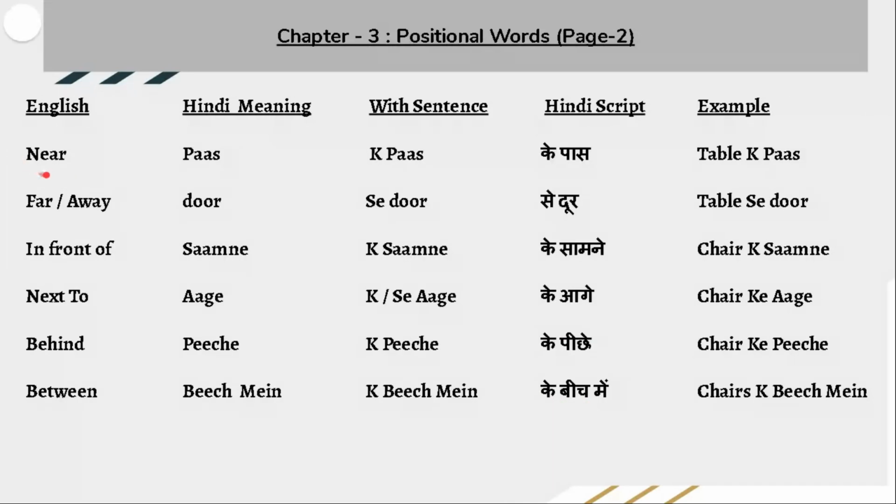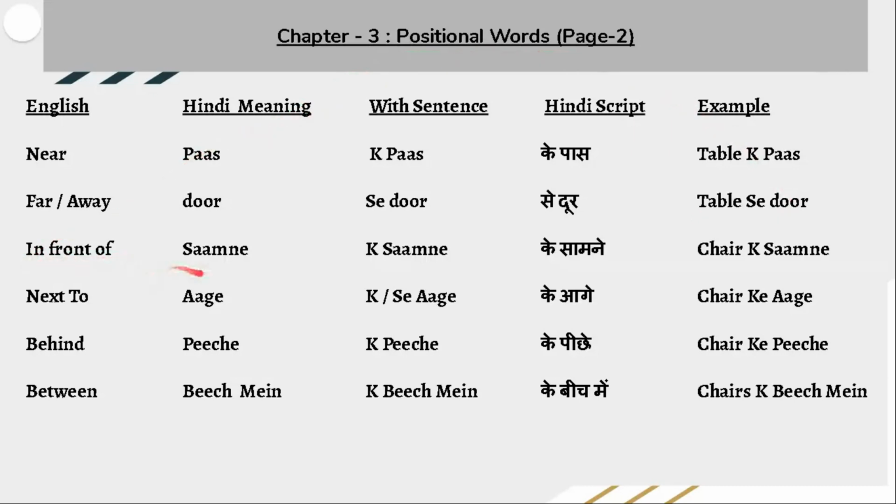Next, near. Near is called in Hindi paas. The standard form with a sentence is ke paas. For example, near the table. So it will become table ke paas. Now far or away. Far is called in Hindi door. The standard form will be se door. Here we have no need to use ke. Here se will be used. Se door. Like far from the table. Table se door. Next, in front of.